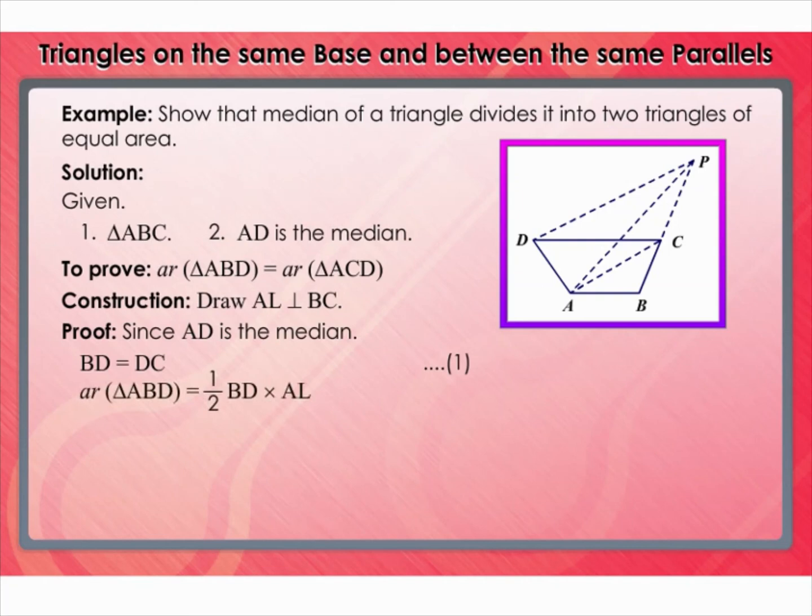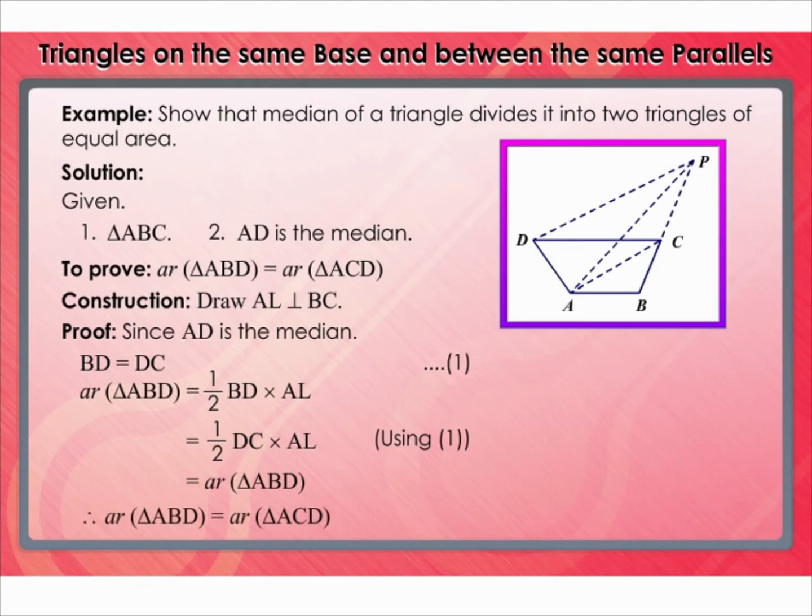Area of triangle ABD is equal to half the product of its base BD and altitude AL. By using equation 1, we have half the product of DC and AL. This is equal to area of triangle ACD. Therefore, area of triangle ABD is equal to area of triangle ACD.